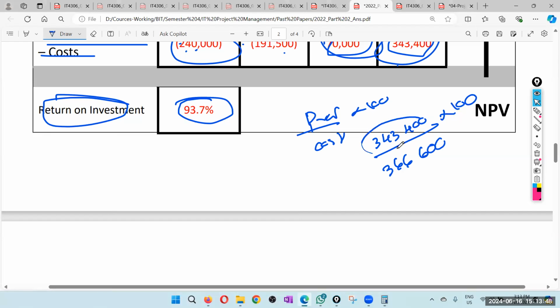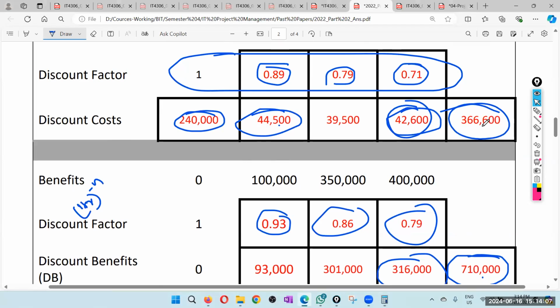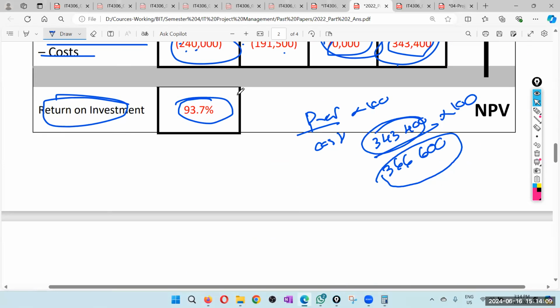So this is NPV value, time discounted profit, divided by time discounted total cost, because profit percentage is profit per 100 units of cost. This is time discounted accumulative cost into 100. So that is how you calculate the return on investment. So any questions up to this point?